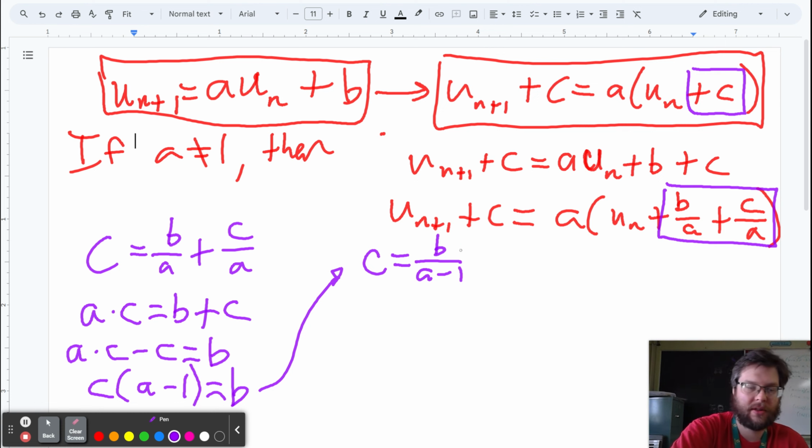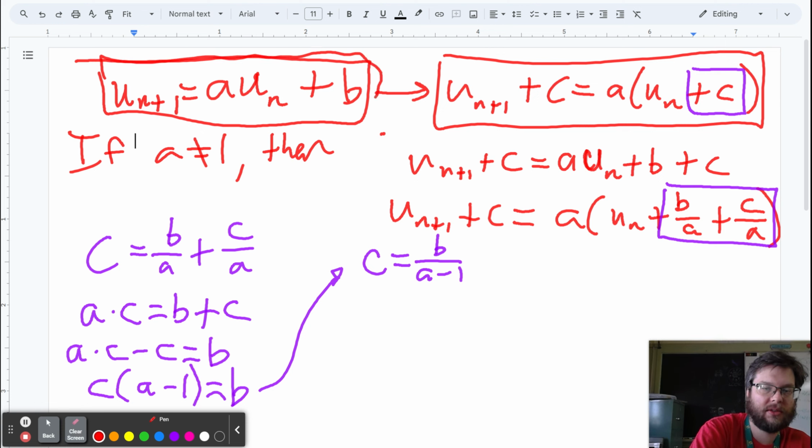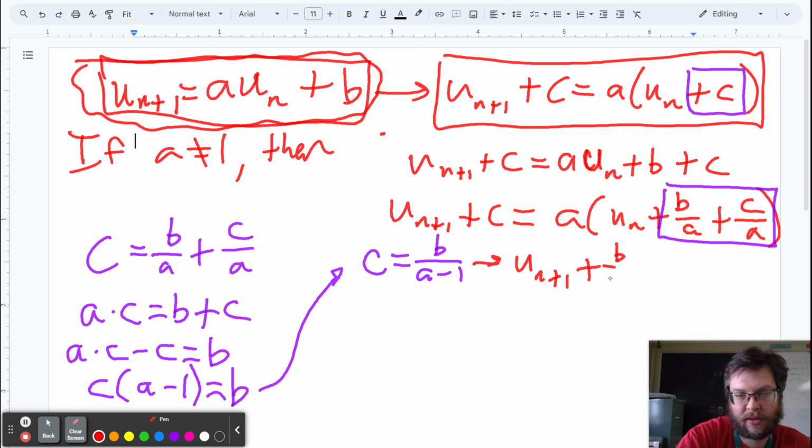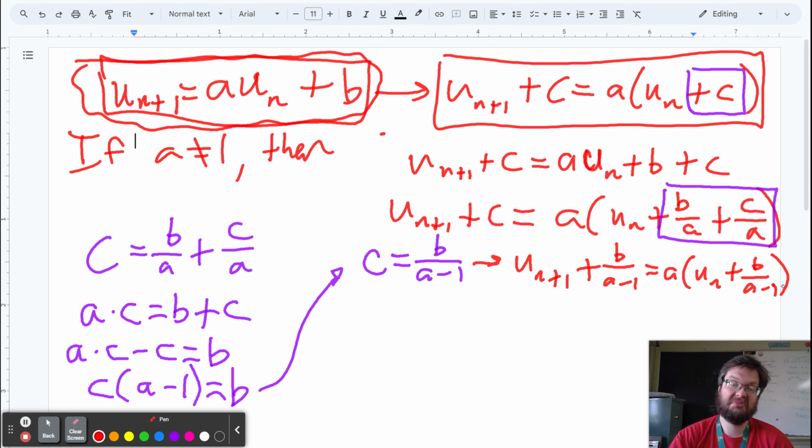So now I know that for any of these original recurrence relations, from the top left corner of the screen, I can actually just write it like this: u(n+1) + c, where c is b/(A-1), is equal to A times u(n) plus the same c, b/(A-1). So there we go. We figured that out.